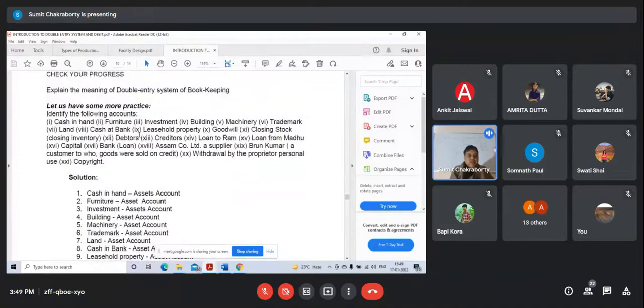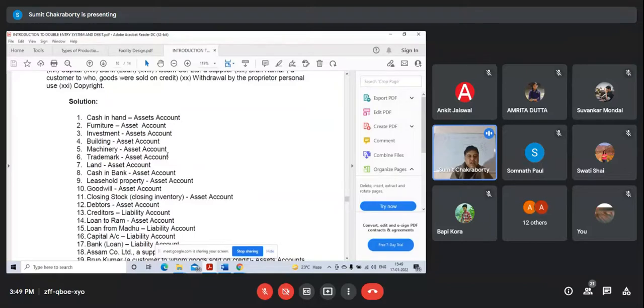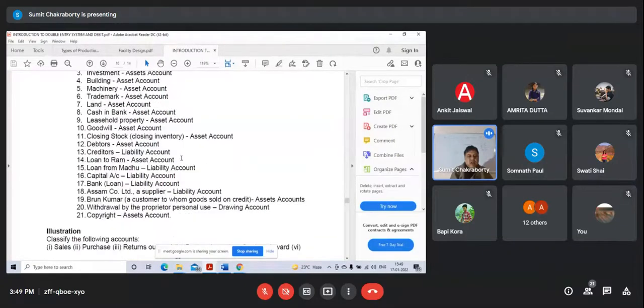Check in progress: cash in hand. Explain the double entry system of bookkeeping. Cash in hand, asset account. Cash is the asset account. Furniture, asset account. Investment, asset account. Building, asset account. Machinery, asset account. Trademark, asset account. Land, asset account. Cash in bank, asset account. Leasehold property, asset account. Goodwill, asset account. Closing stock means closing inventory, asset account.